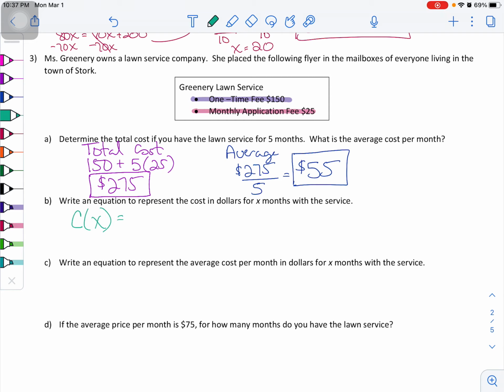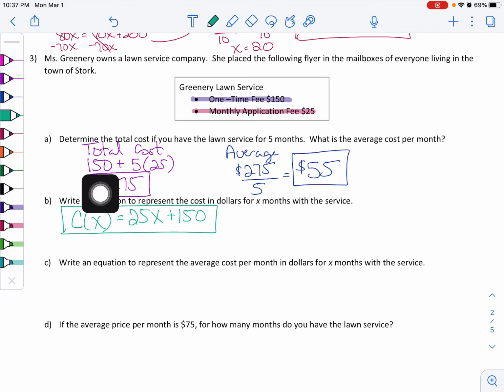All right, part B, write an equation to represent the cost in dollars for X months with the service. All right, so again, I'm terribly creative. C of X, cost for X months. It's however much you're going to spend per month. So $25 per month, so 25 times X, plus the one-time fee of $150.